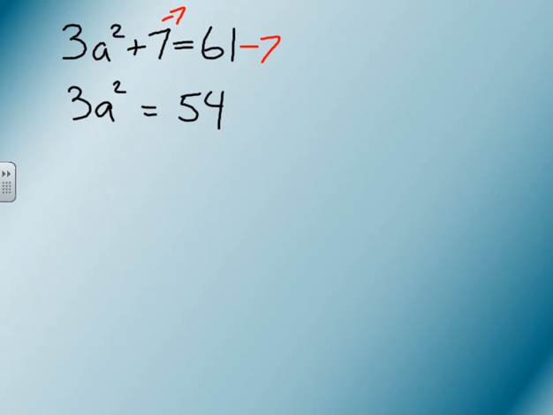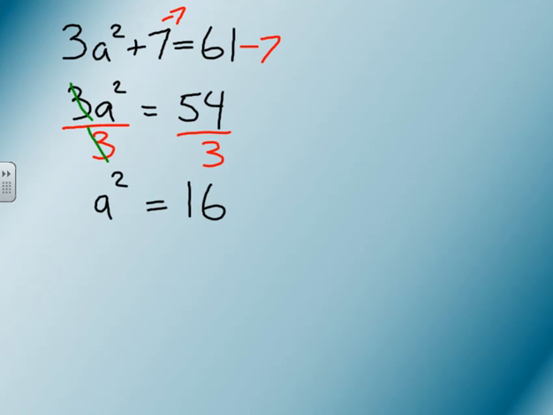Next step is to take that 3 out, so I divide both sides by 3. Those two cancel each other out. I now have a squared equals 54 divided by 3 giving me, so a squared equals 16.